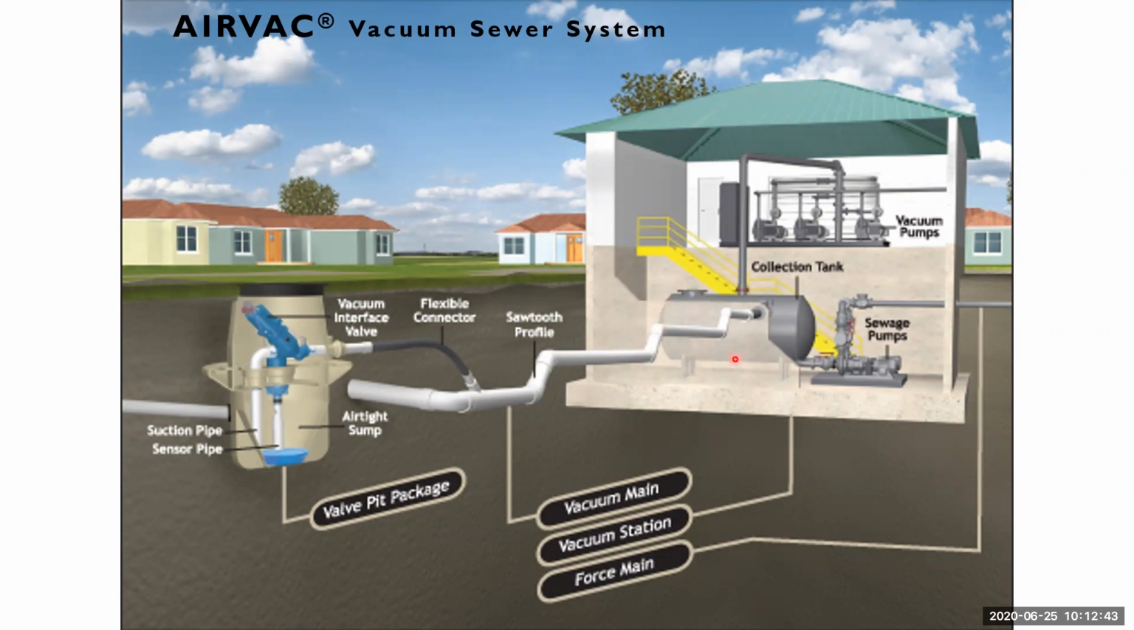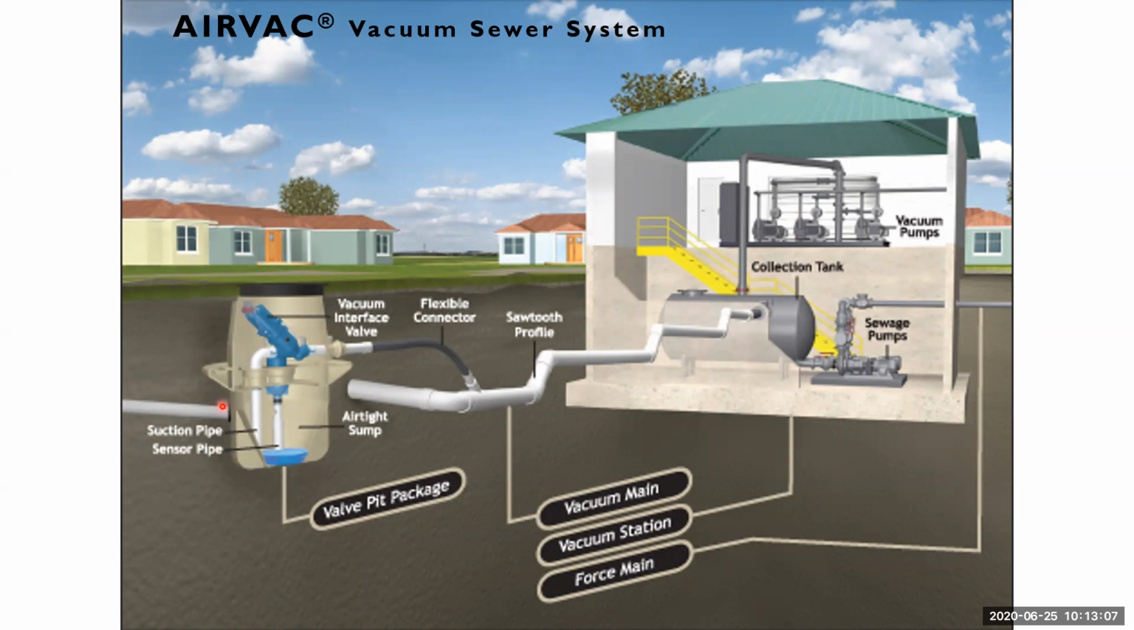And we'll start here at the collection tank. This is ultimately where the wastewater will be collected. But from this tank, you see this pipe here down to these vacuum pumps that actually draw air out of this tank to reduce the pressure inside this tank to something less than atmospheric. And that will also reduce the pressure in the vacuum mains to something less than atmospheric.